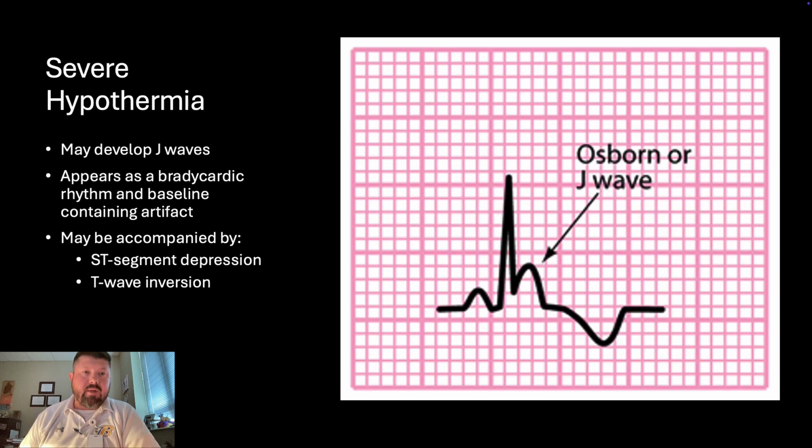So severe hypothermia, an Osborne wave may show up. Now remember, when you're seeing an ECG with somebody in hypothermia, you're probably going to see a lot of artifact from shivering as well.